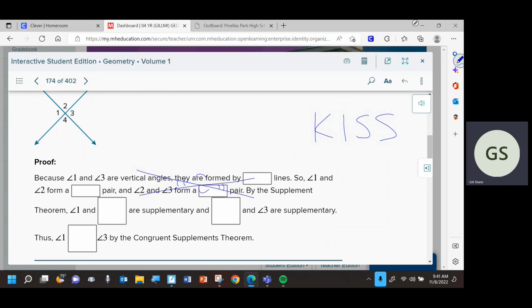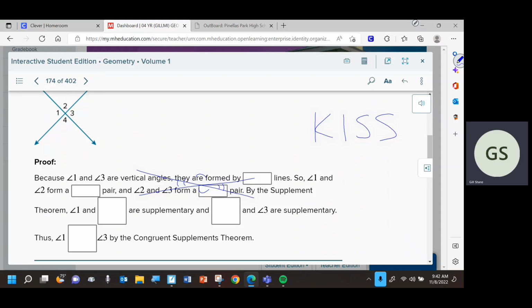So right now, all we know, which is visually pretty simple to tell, is that angle 1 is across from angle 3. How can we prove it? Let's just walk through it. What do we know? What other property did we go over earlier that we can use?